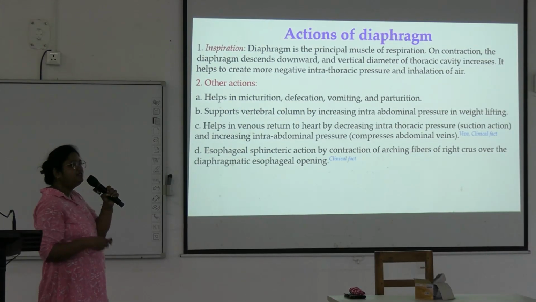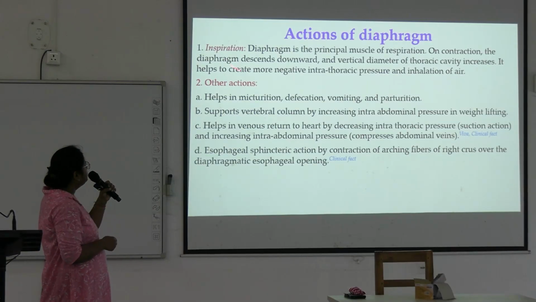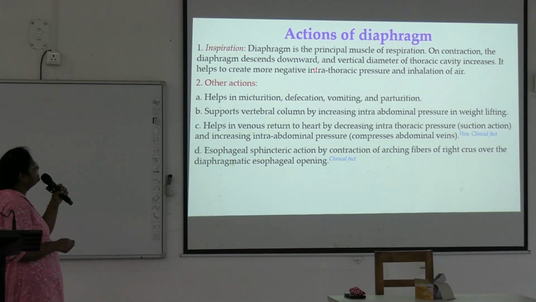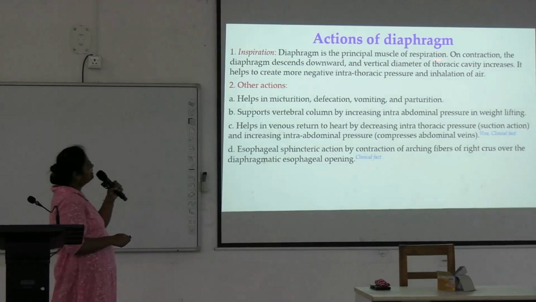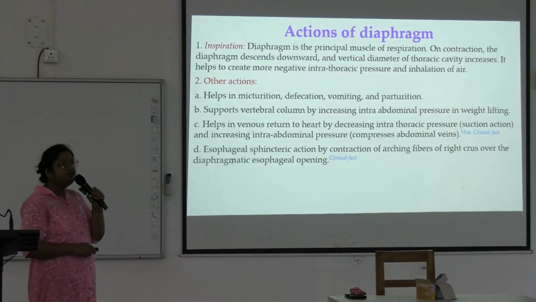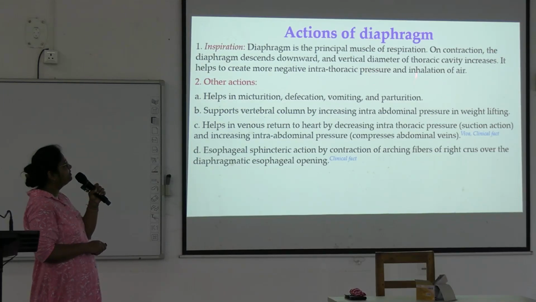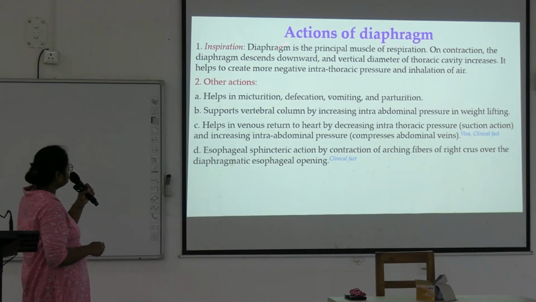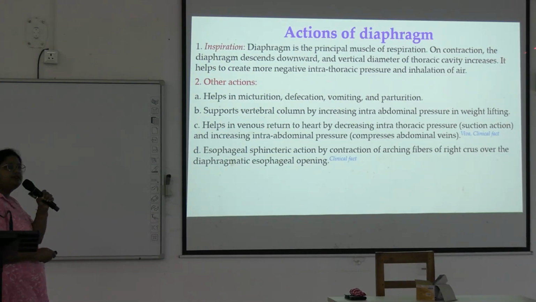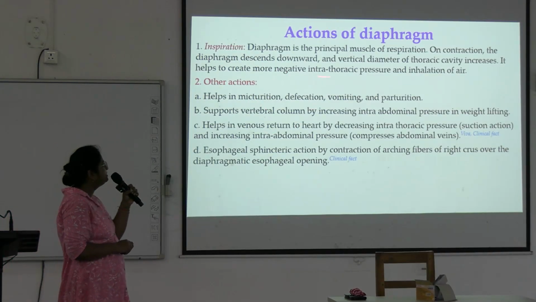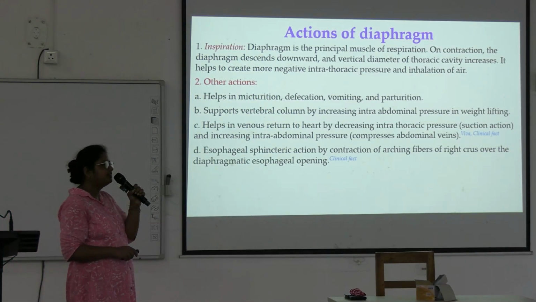Its main action is inspiration. The diaphragm is the principal muscle of respiration, and on contraction, the diaphragm descends downward and the vertical diameter of the thoracic cavity increases, and it helps to create more negative intrathoracic pressure and inhalation of the air. Okay. So the main function is inspiration. Other functions are it helps in micturition, defecation, vomiting and parturition.